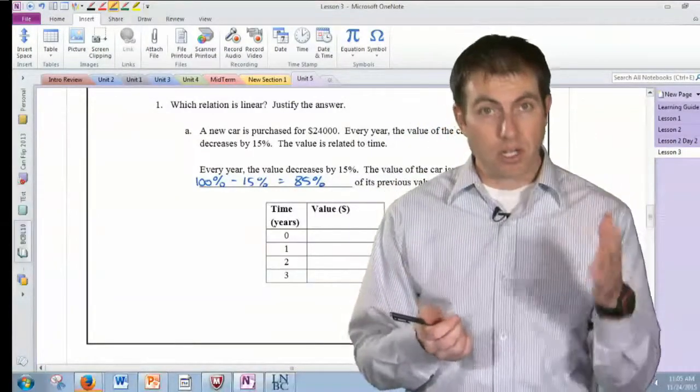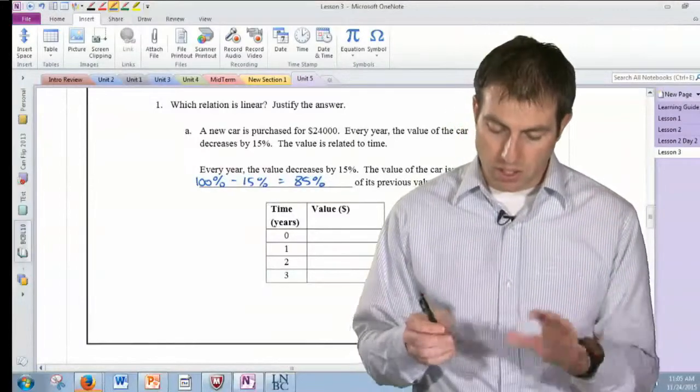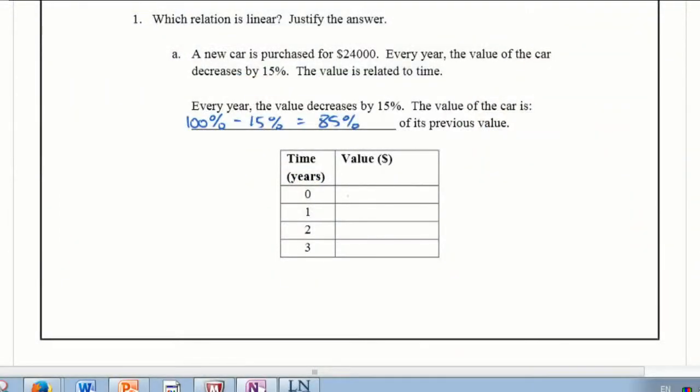0 years. So you buy your car brand new from the dealership. The car is worth $24,000. That's how much you paid for it. There you go. So after 1 year, it's going to lose 15% of its value. So we need to figure out what 85% of 24,000 is. And we're going to go 0.85 times 24,000. We get $20,400.